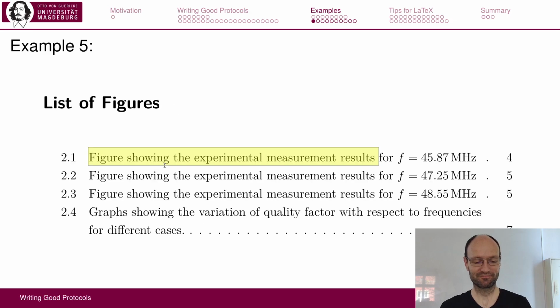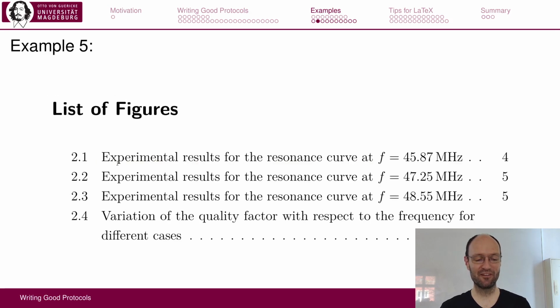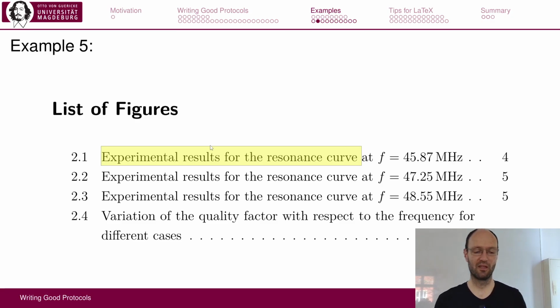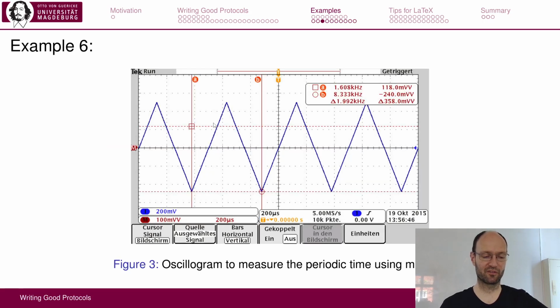Yeah, so I don't know, at least I would cut this figure showing and just say experimental results, and then maybe, for the resonance curve or something like this, that more explains what is happening there. And then what might be even better is to have one figure with experimental results for these measurement curves, and then have 3 sub-figures for the different frequencies, for example. Yeah, this would also remove some redundancy here in these figure captions, in this list of figures. This is also a very nice example.